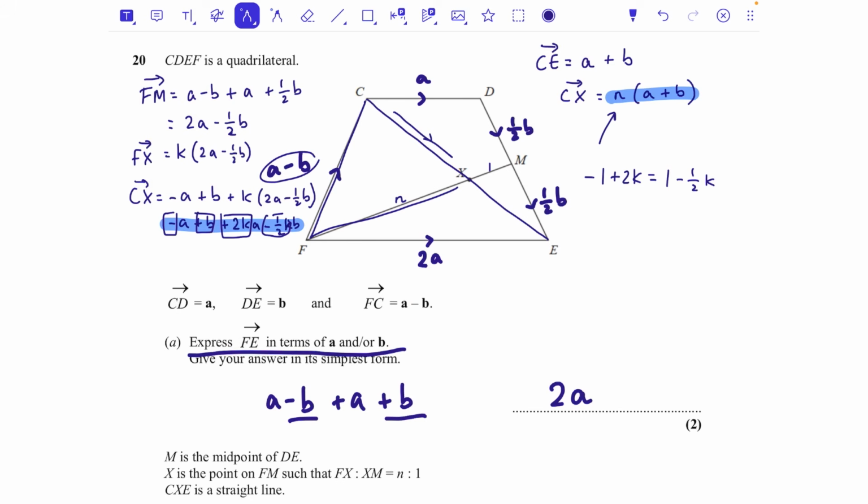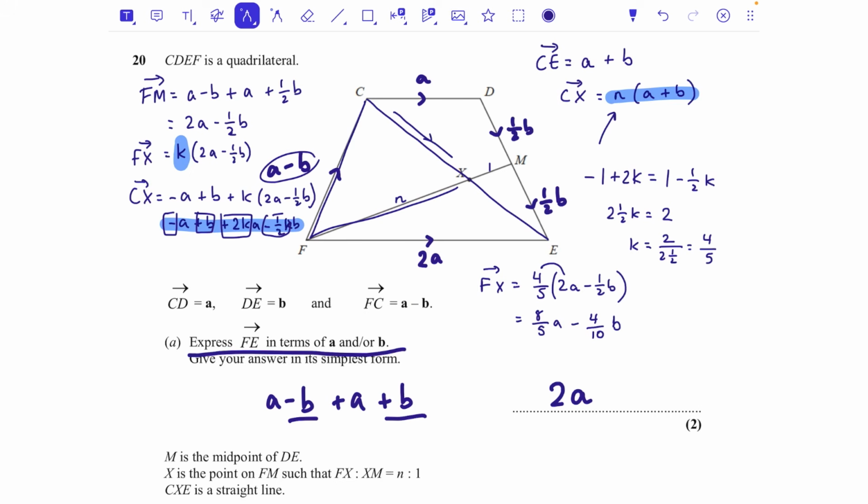Now let's just solve that equation. So 2.5K equals, and I'm adding 1 to both sides, equals 2. So K equals 2 over 2.5, which I'm just going to double, 4/5. Okay, so 4/5 is going to be the value of K. I can then put that back in up here where I've got K. So I now know that F to X is 4/5 of 2A minus a half B, which is 8/5 A minus 4/10, or 2/5 I should say, B. Good, so that gets me from F to X.